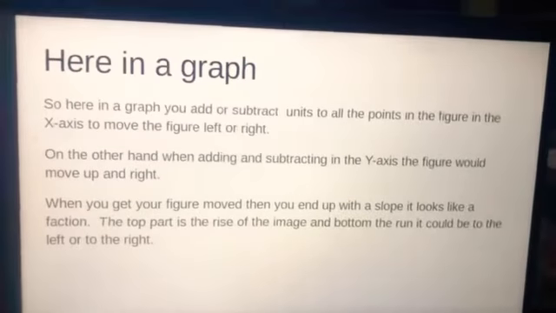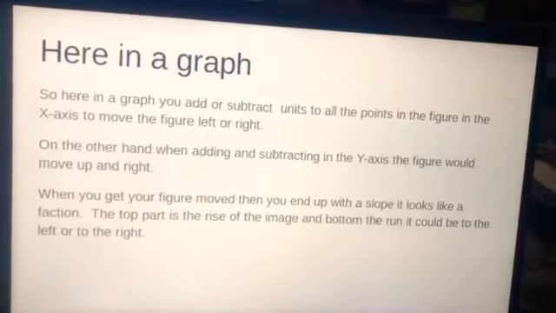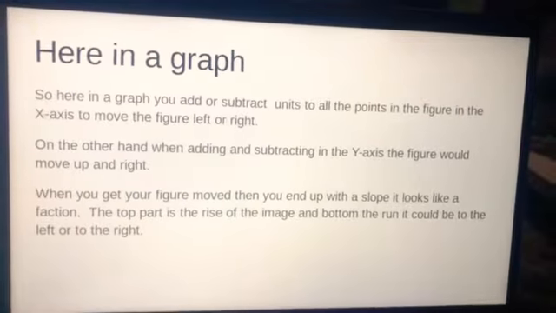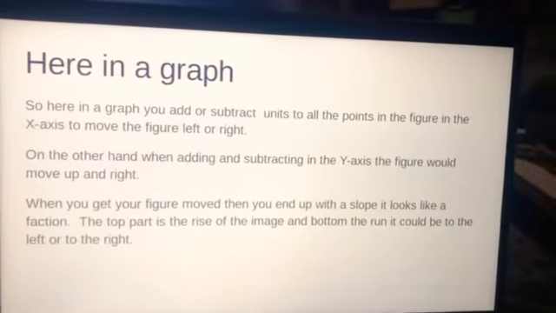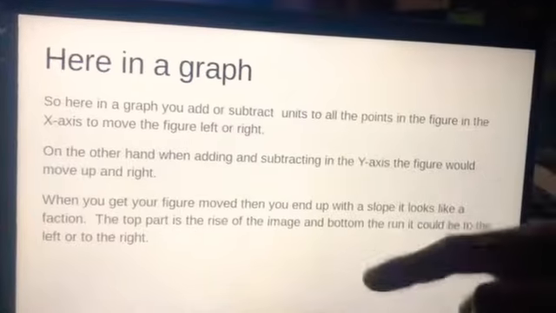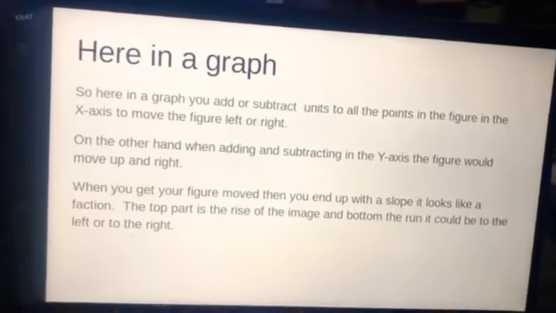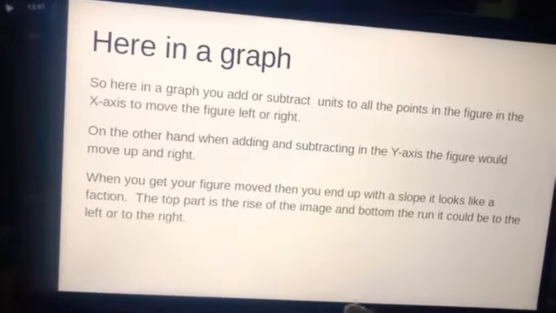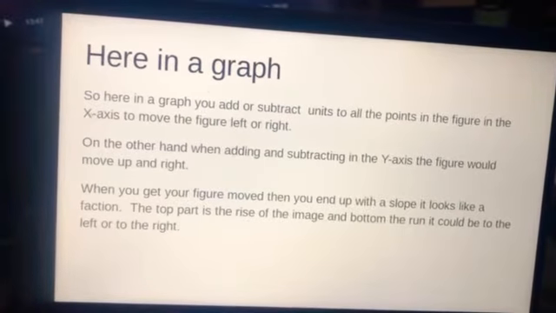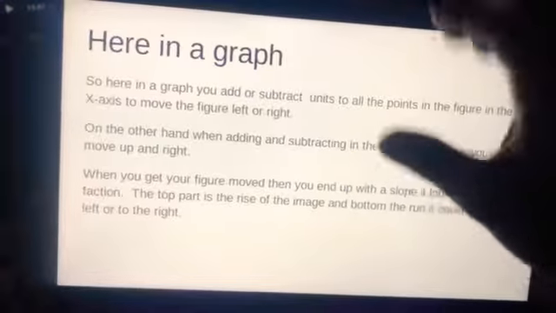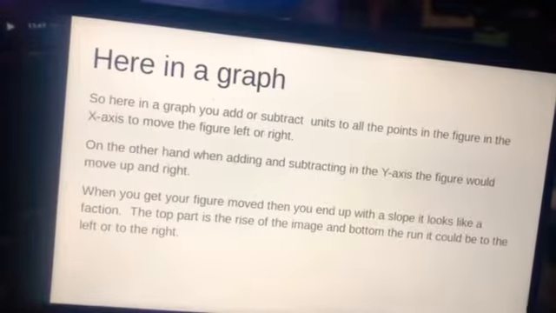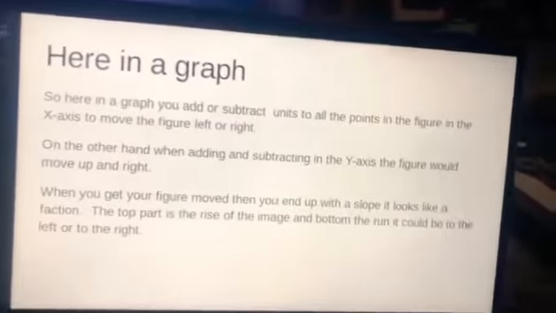Translations: so in a graph, you add or subtract units to all the points in a figure in the x-axis to move the figure left or right. On the other hand, if you add or subtract to the y-axis, the figure will move up or down. When the figure moves, you end up with a slope. It looks like a fraction. Usually, the top part is a rise, how much it went up or down, and the bottom part is a run, how much it went left or right.